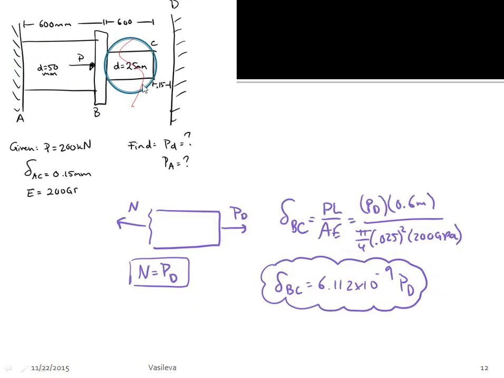Then I move to part B to C, and once again I just cut my rod right down here. I draw my PD, my normal force, and I get N equals PD. And then I just plug it back into the given equation. So because PD turned out to be positive, I plug in a positive PD times 0.6 meters times pi r squared times 200 gigapascals, and I get displacement BC equals 6.112 times 10 to the negative 9th PD. So here's our second unknown.